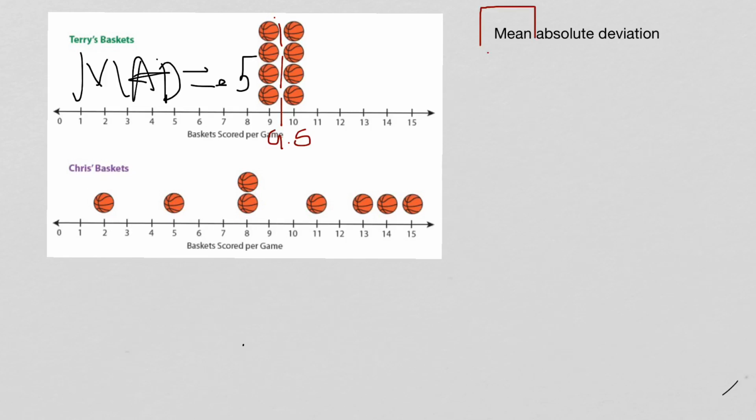Awesome. So we're looking at our dot plot, and we're looking at the information that we now know. The mean is 9.5. The MAD, or the mean absolute deviation, is 0.5. And now we're going to do the same thing for Chris. Chris's baskets scored per game, and we're going to calculate first the mean by counting. Remember, each point on the dot plot represents the number below. So we have 2 plus 5 plus 8 plus 8 plus 11 plus 13 plus 14 plus 15.